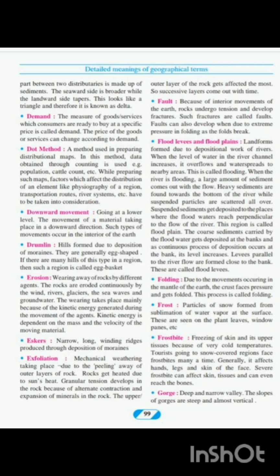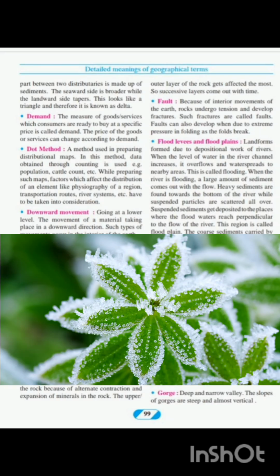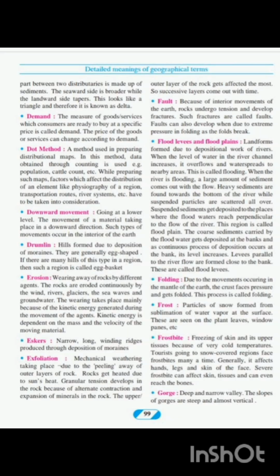Frost is a precipitation: particles of snow formed from the sublimation of water vapor at the surface. These are seen on plant leaves, window panes, etc. Frostbite is the freezing of skin and its upper tissues because of very cold temperature. Tourists going to snow-covered regions face frostbite many a time. Generally, it affects the hands, legs, and skin of the face. Severe frostbite can affect skin tissues and can even reach the bones.